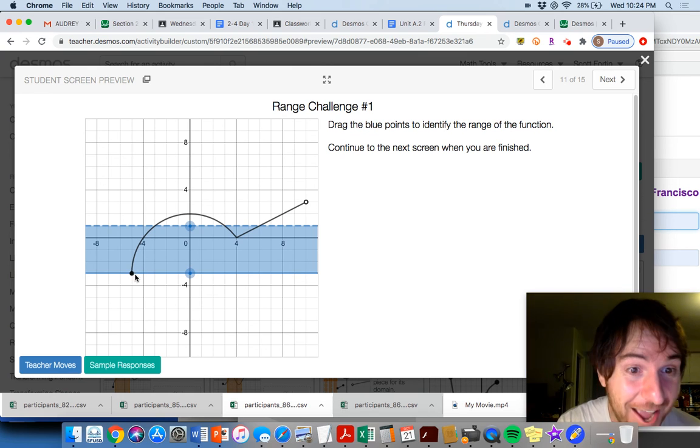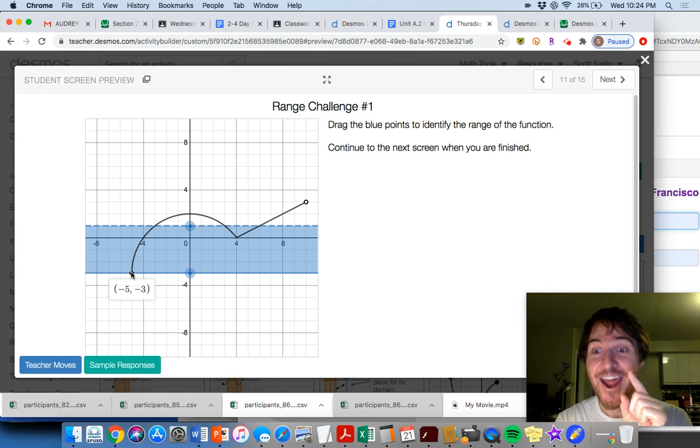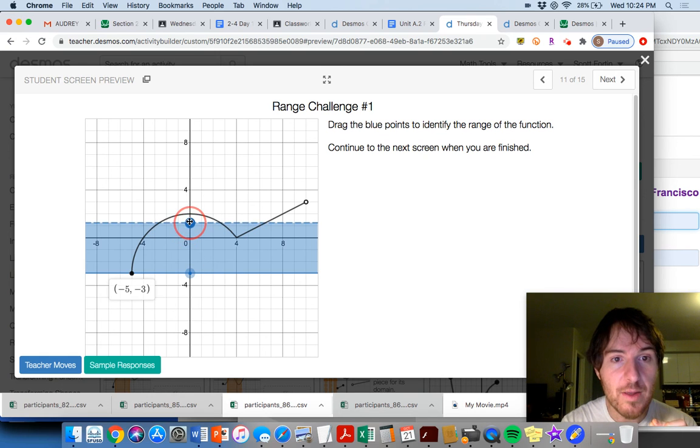So is it -5? Is that where the range starts? No, you silly. That's an x value. x is -5. The lowest y value is at -3. It is. Look, it's at -3. And then it goes all the way. Wait, does it go up to here? Wait a second.